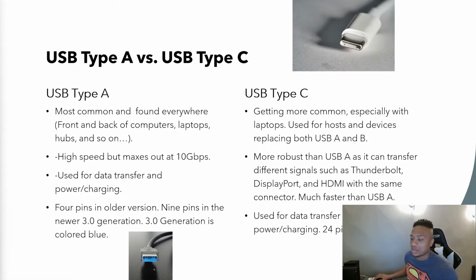So here's USB-A, like I just showed you, and here's USB Type-C. As you can see, it looks different. It's thinner, of course, and just a little smaller. So let's talk about USB-A. USB-A is most common. There's a whole bunch of connections on the back of computers, laptops, hubs, etc. Like I said, USB-A is high speed, but it does max out at 10 gigabits per second. So it's used for data transfer and power charging.